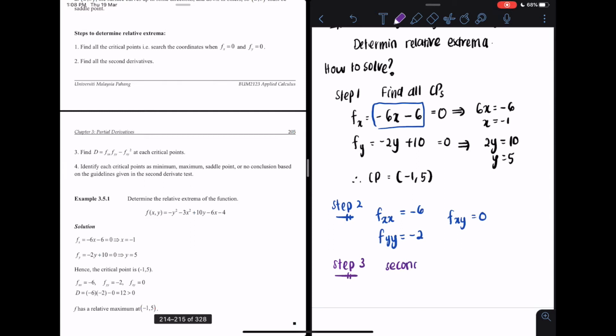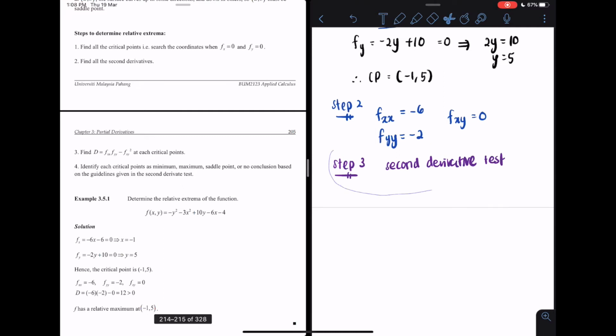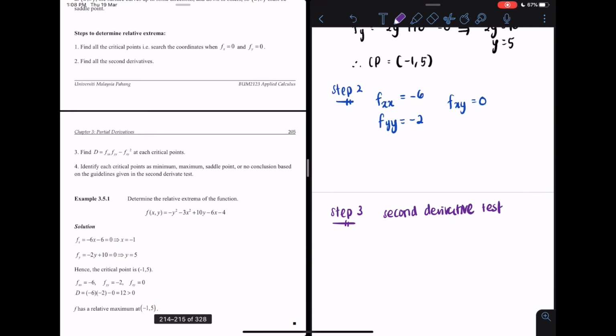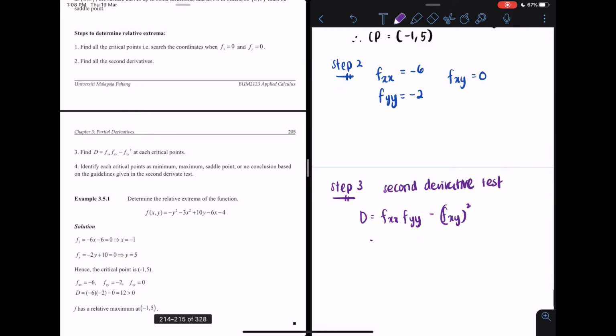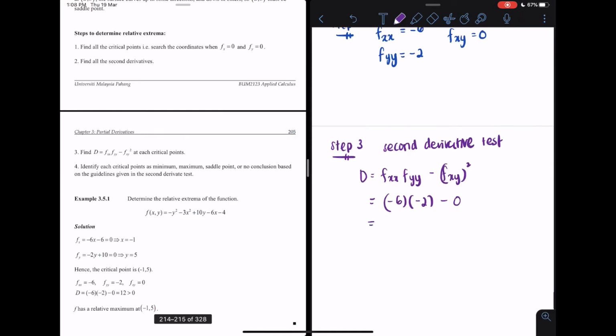Second derivative test. Okay, let me bring it down. Okay, second derivative test. So D is equal to fxx times fyy minus fxy squared. So in this case, what is your fxx? fxx is equal to negative 6 times negative 2 minus 0, which is 12. 12 is obviously larger than 0.